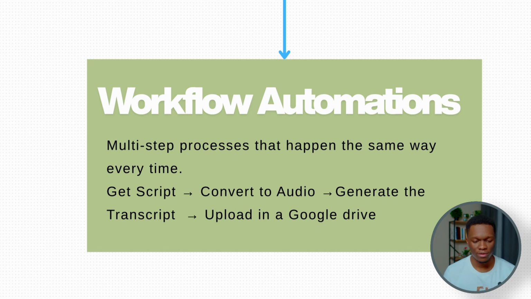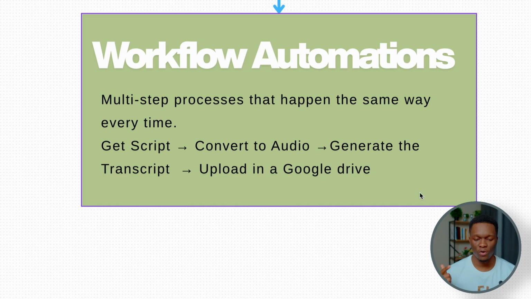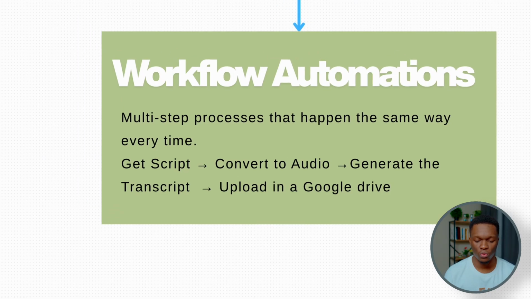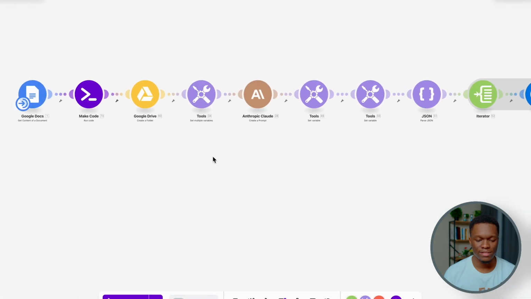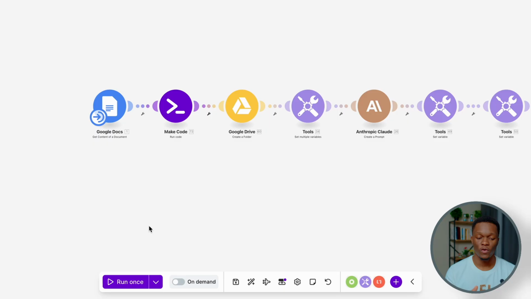Next up are workflow automations. So these are multi-step processes that happen the same way every single time. An example of that is get a script, convert to audio, generate the transcript, and then upload to a Google Drive. Let's see together an automation that I've already made. And let's actually do a quick review here of the type of action, the type of trigger, and the results of this particular automation.